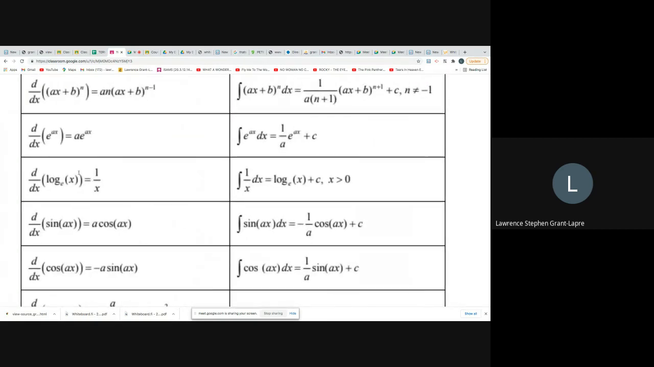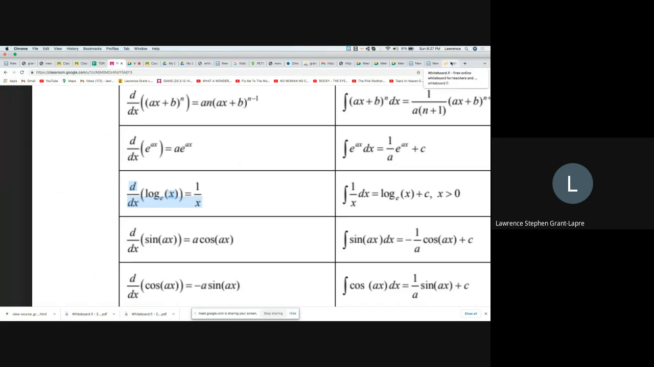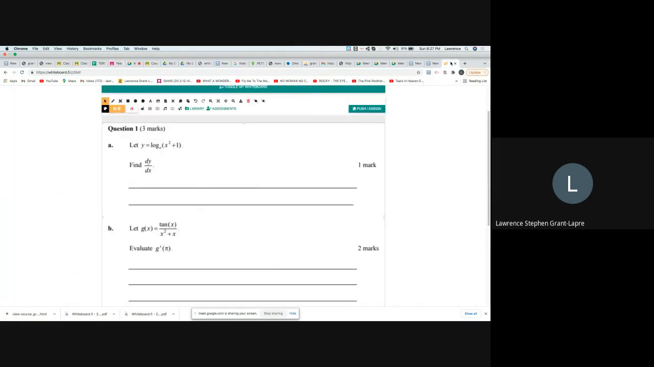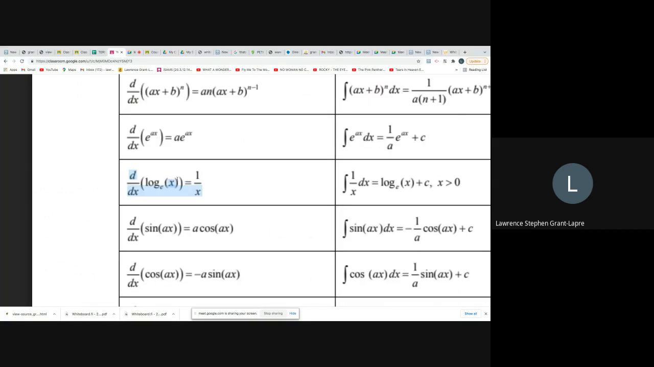Is it this one here? The derivative of log of x to base e is 1 over x. So this one here is the rule that you would look at, the derivative of log. And so the derivative of log is dy/dx equals 1 over x squared plus 1. That's what the rules say. So that's what this says, 1 over x. So 1 over that bracket.